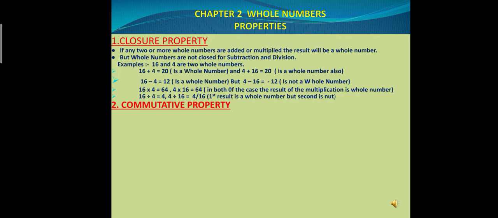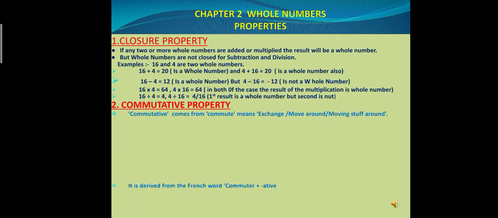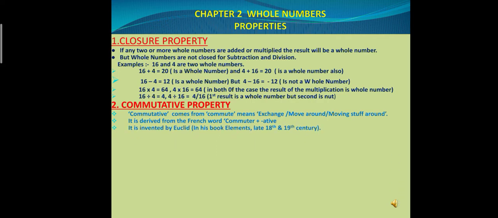Next property is commutative property. Commutative comes from commute, which means exchange or move around, or moving stuff around. It is derived from the French word commuter plus ative. It is invented by Euclid in his book Elements, late 18th and 19th century. It was written. Let us observe through examples about commutative property.